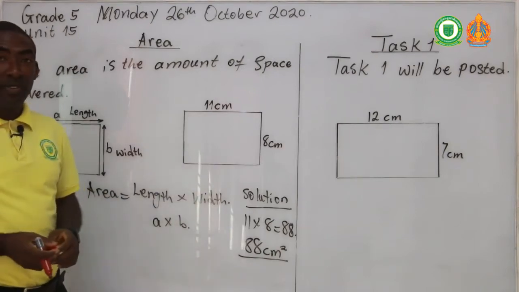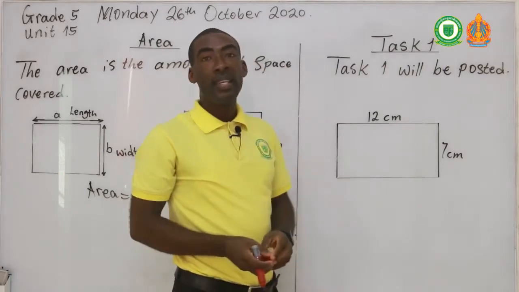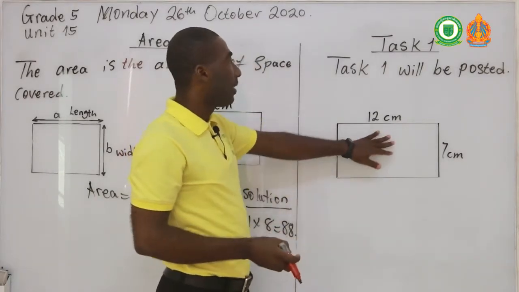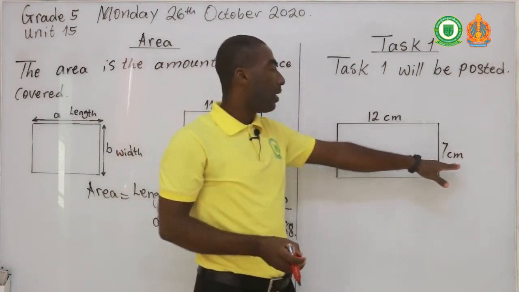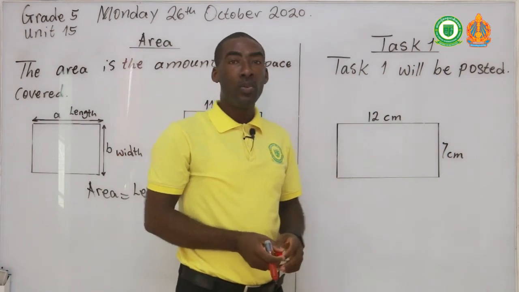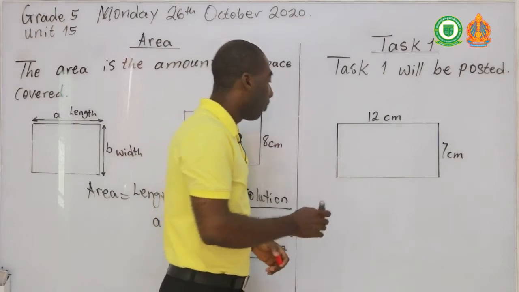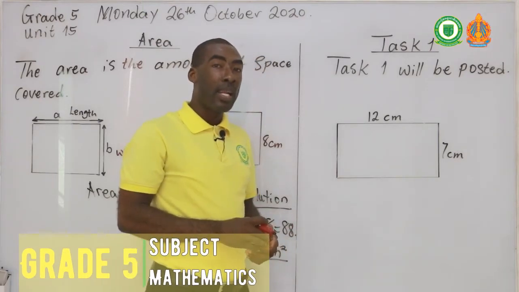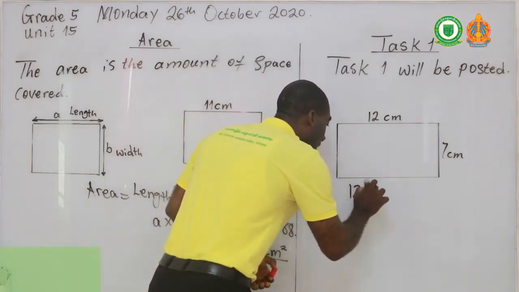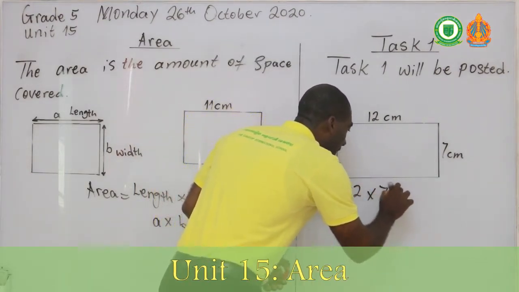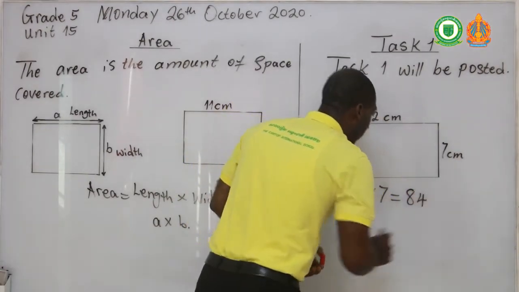I hope this is very simple for you to understand, okay? Okay, so let's look at our second example. In our second example, we have 12 to be that of the length, and then we have 7 also to be the width. That could also be called the breadth. So as we know, we have to multiply our length by the width. So we're going to multiply our 12 by 7, and that is going to give us 84.